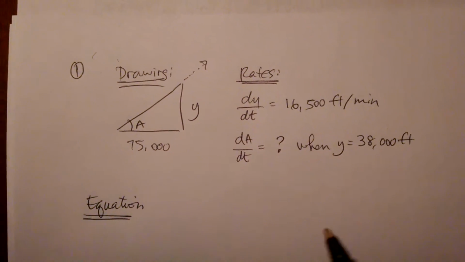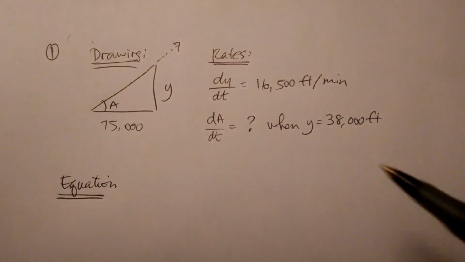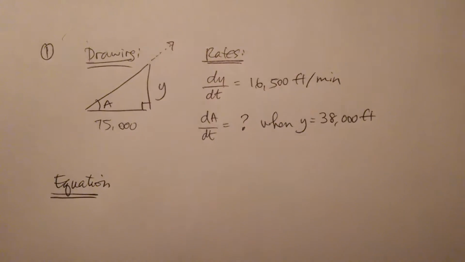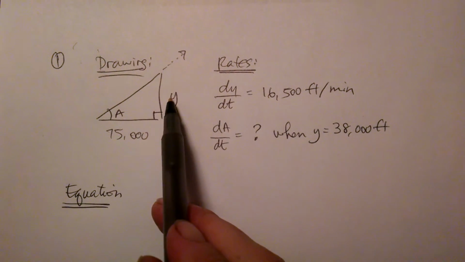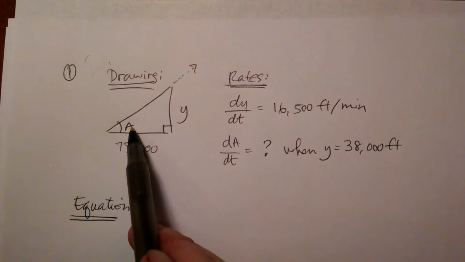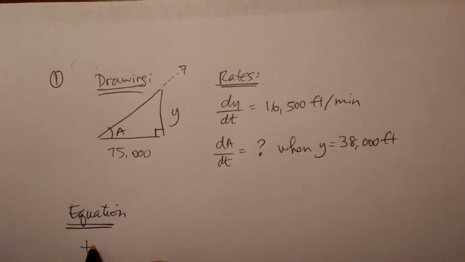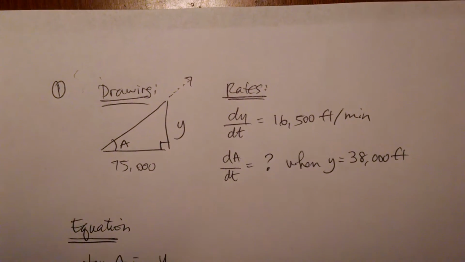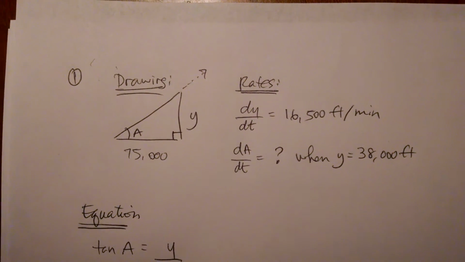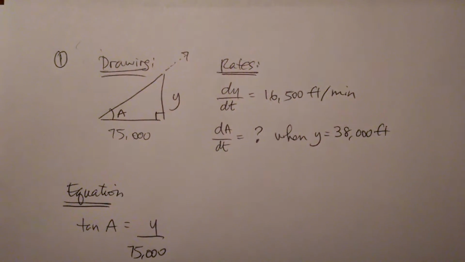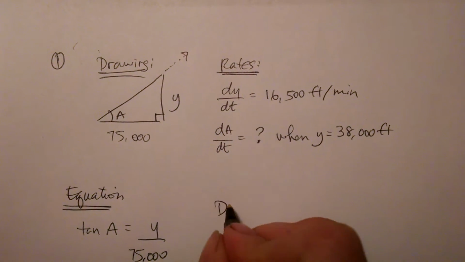Okay, so we need an equation for an angle, which means we're going to be doing trig. We have a right angle, so we have sine, cosine, tangent. If we have a y and then this x value here, we're going to do tangent, because tangent's opposite over adjacent. So tan of A is equal to opposite, which is y, over the x value here, 75,000. Okay, now we need to differentiate.